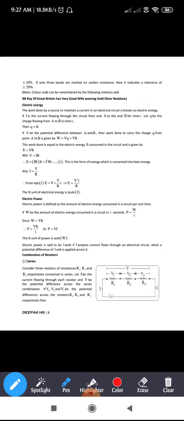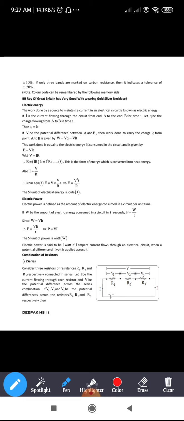Next we will move to electric energy. Electric energy is defined as the work done by a source to maintain a current in an electrical circuit. How do we define it? Let us say you are going to switch on the fan. In order to make the fan rotate for an hour or half an hour, you need to do work.